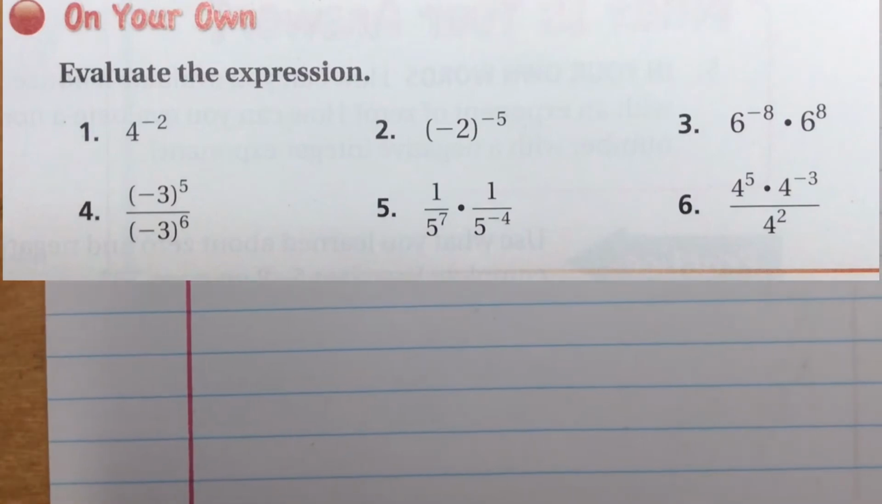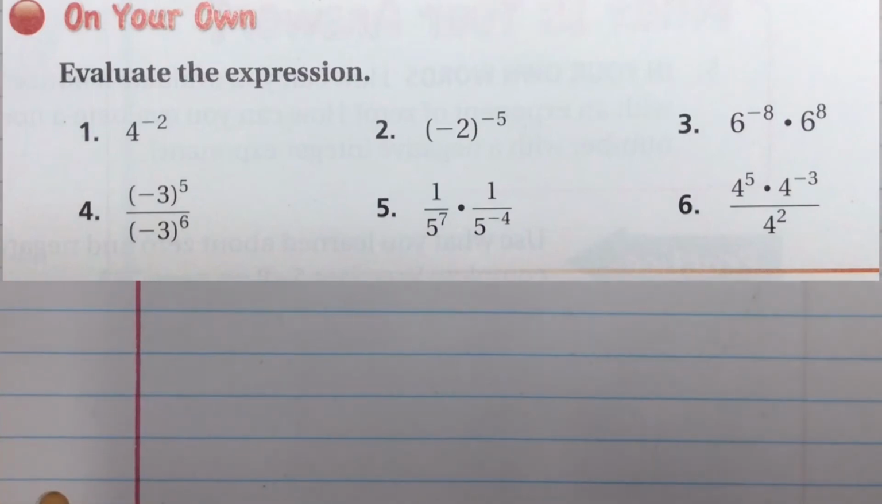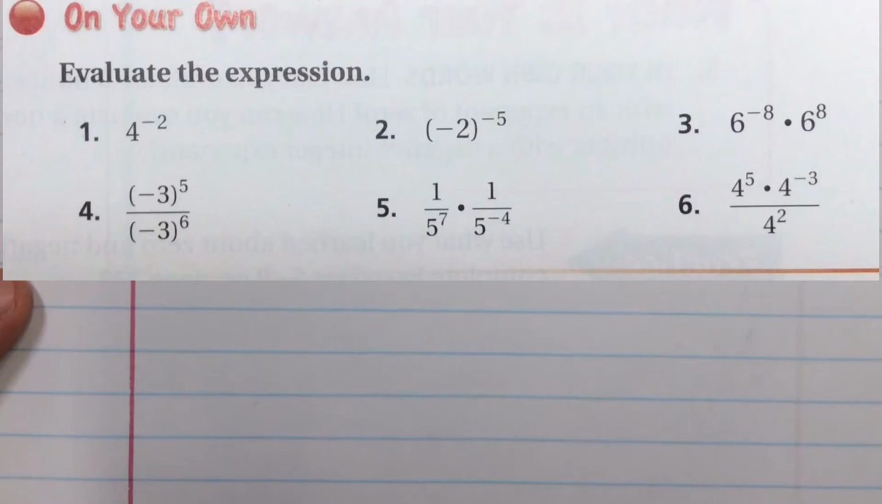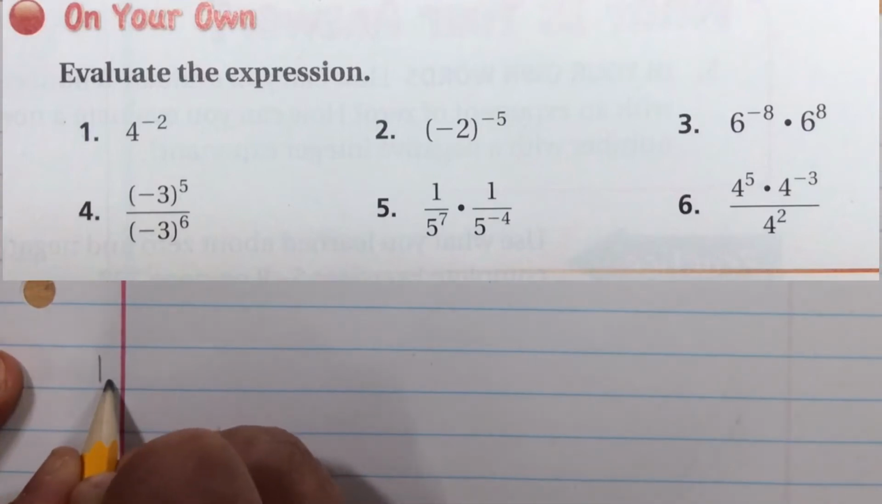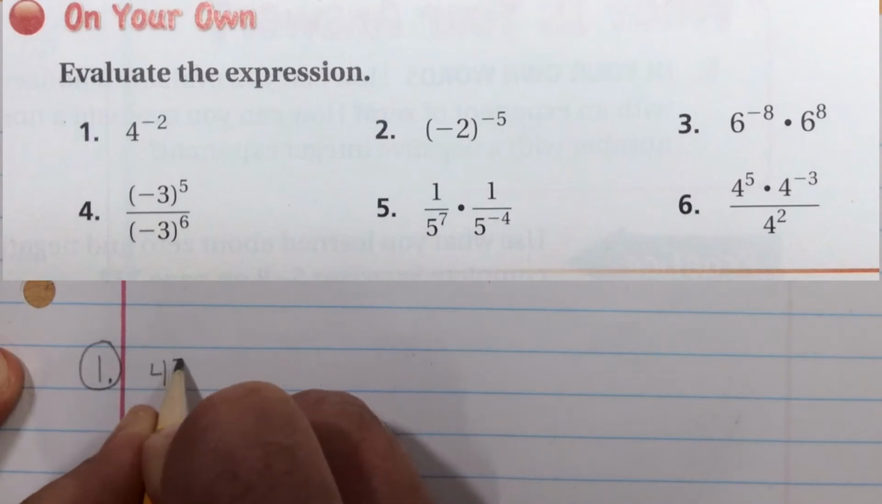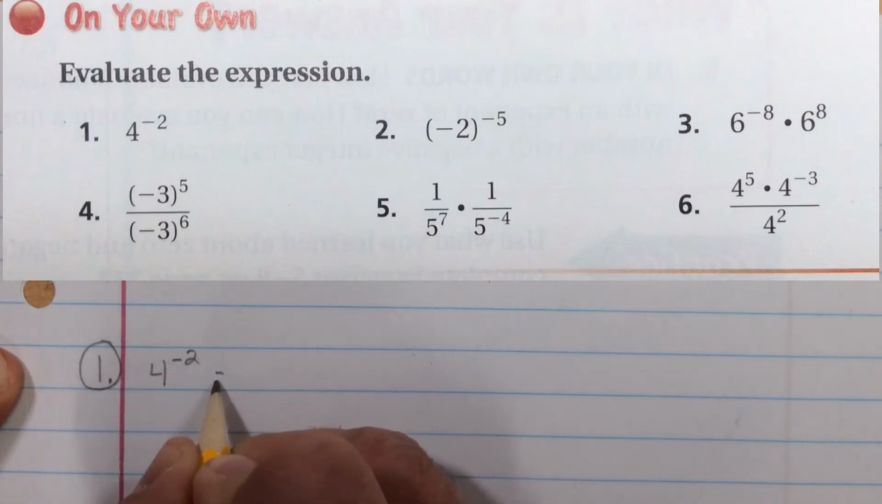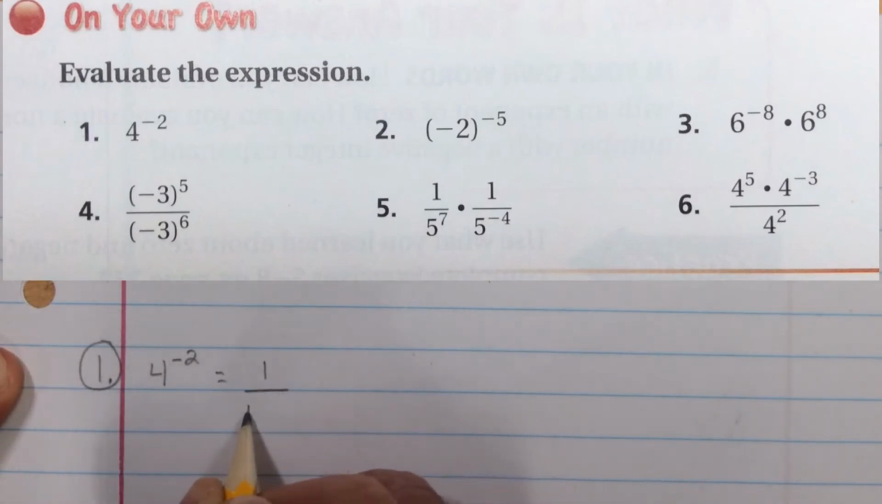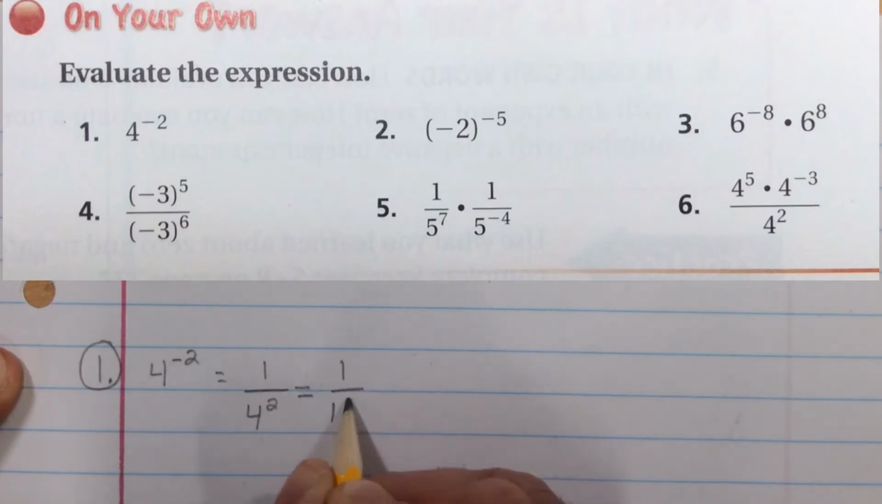Those on your own problems. Number 1. 4 to the negative second power. Well, that's the same as 1 over 4 to the second power, which is 1 over 16.